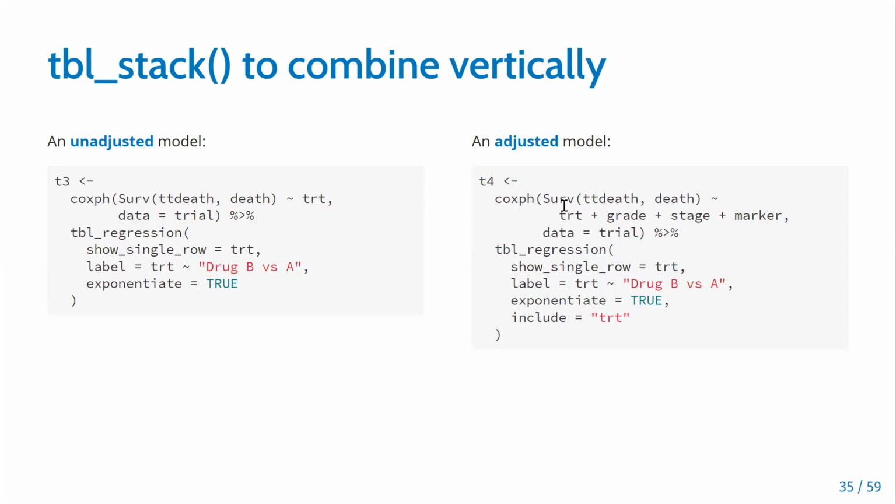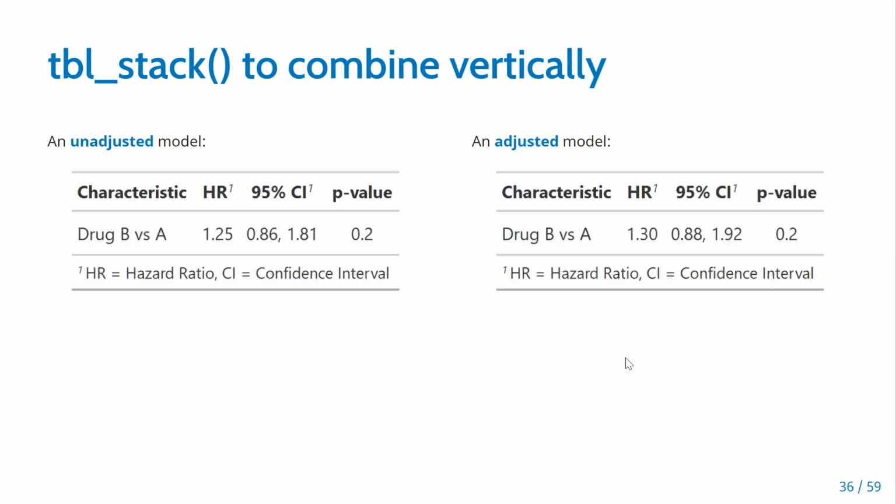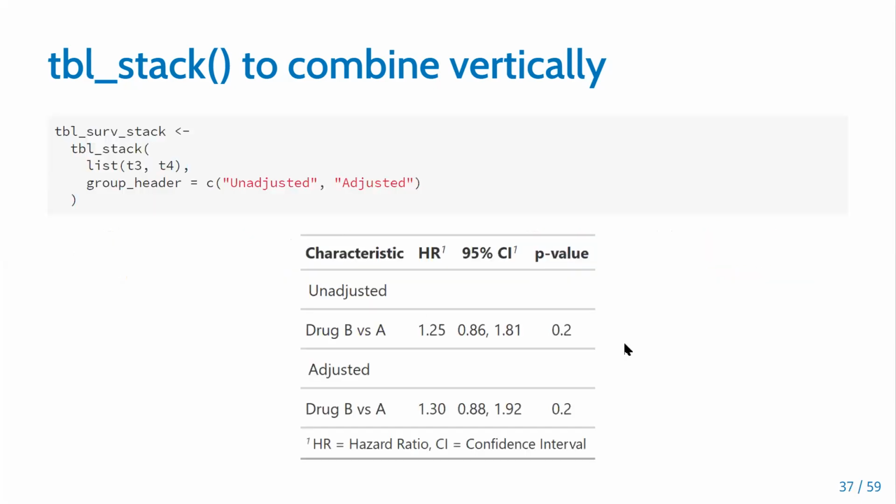Taking very much the same approach on the adjusted model, what we're interested in primarily is the treatment difference, TRT, but we're adjusting for stage, grade, and marker. And when we pipe that into TBL regression, we use this include argument to say, okay, while my model includes 4 covariates, I only want to include one of those in the output. And let's see what we get. So we get 2 very similar looking tables, slightly different hazard ratios. Fantastic. Not unexpected, I don't think. And you can use TBL stack to stack them. So you can now have an adjusted and an unadjusted estimate in the same table.